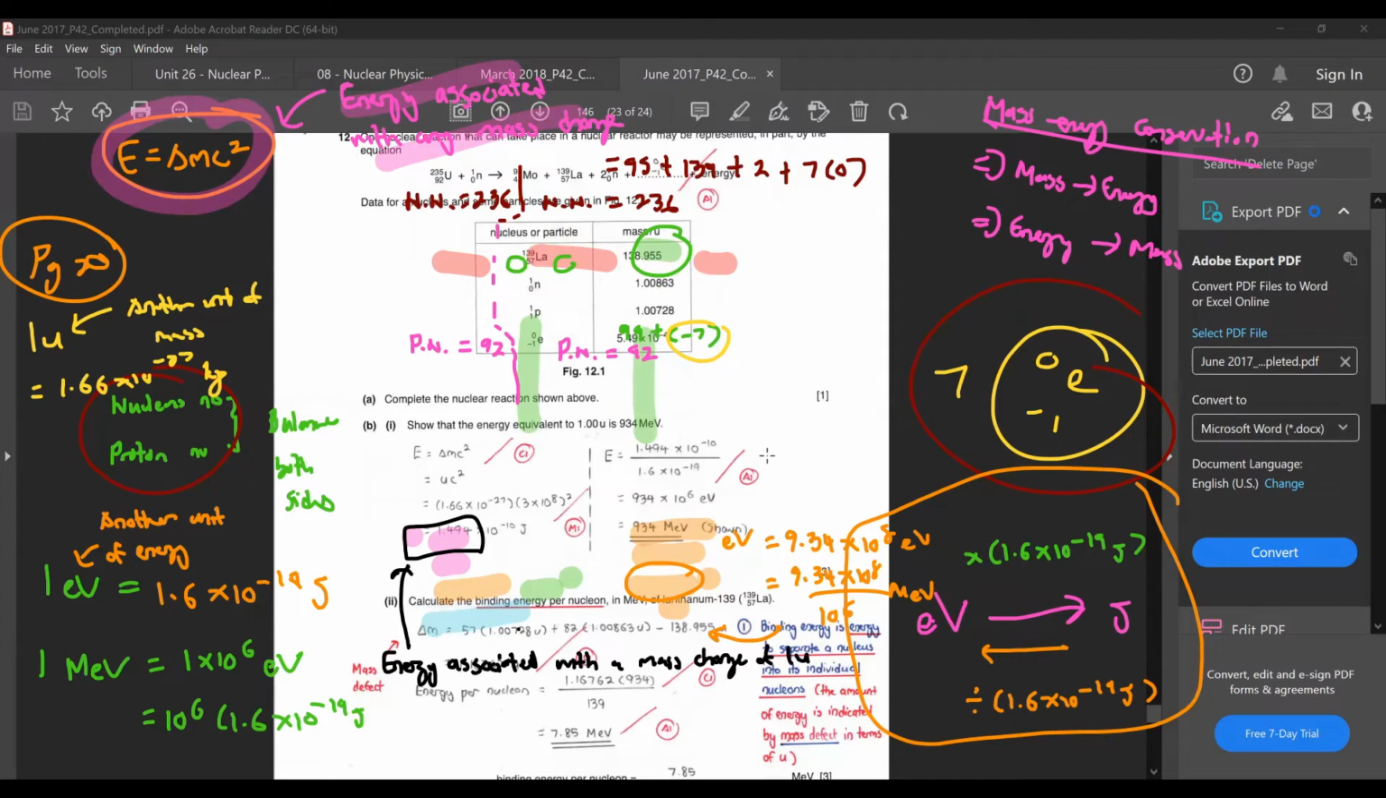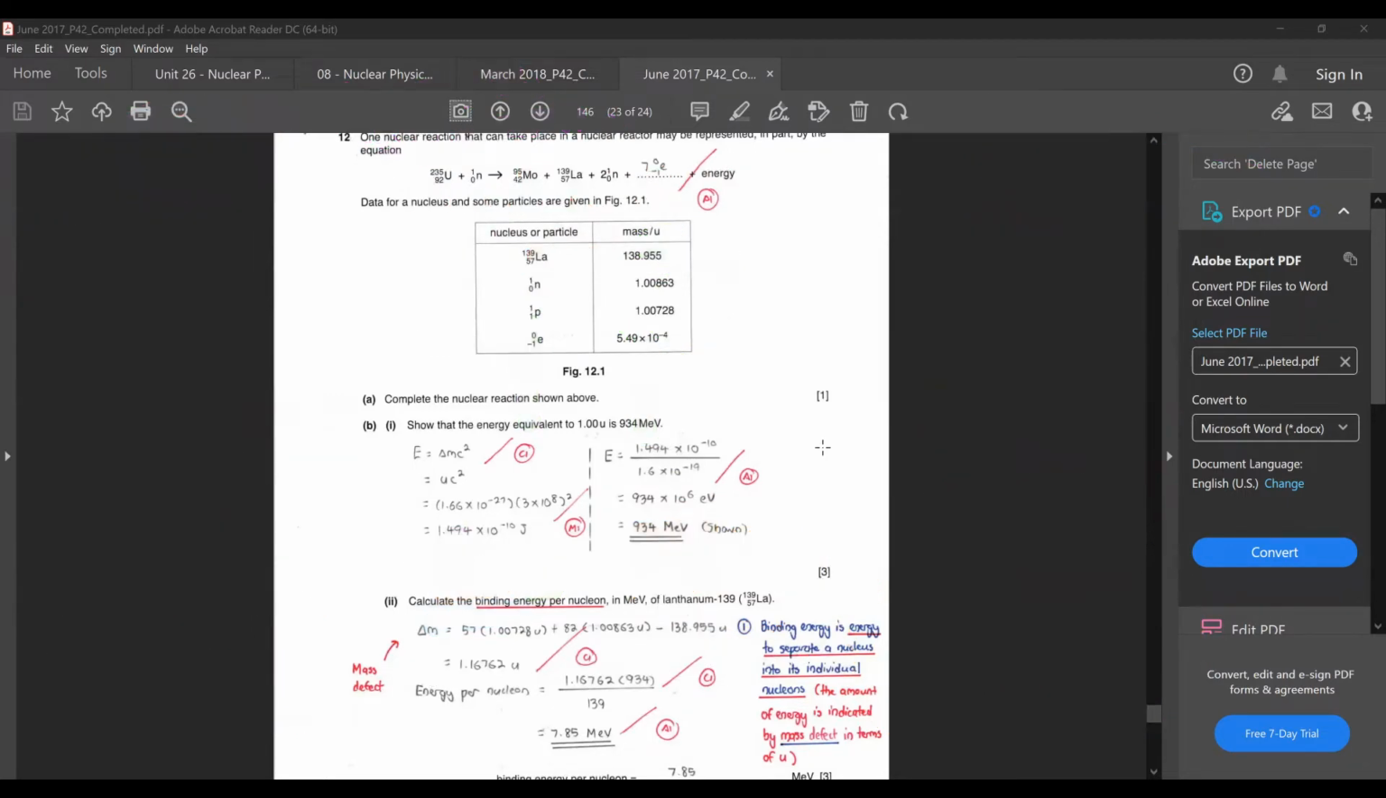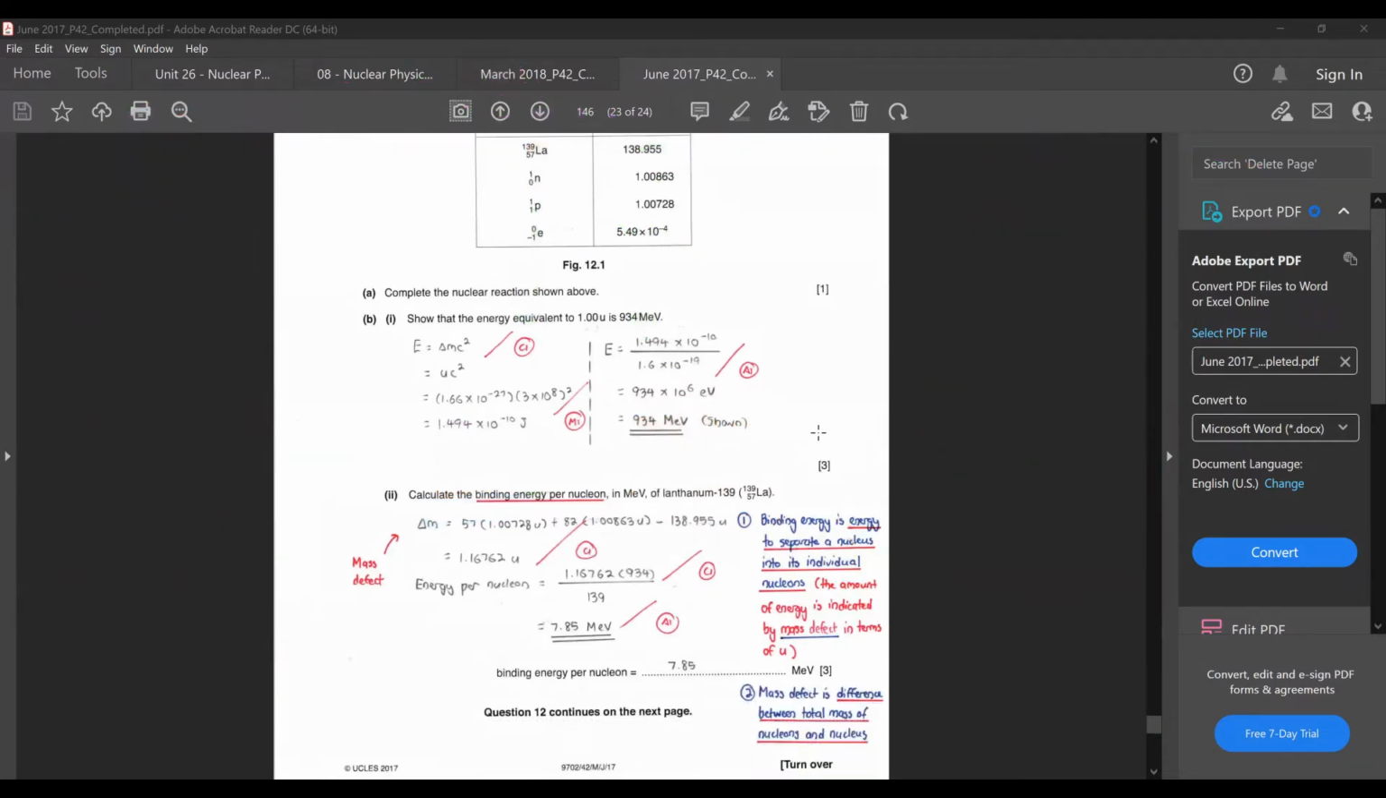Then let me go to the next question. All right, now if you read the next question, they're asking you, find out the binding energy per nucleon in MeV of lanthanum 139.